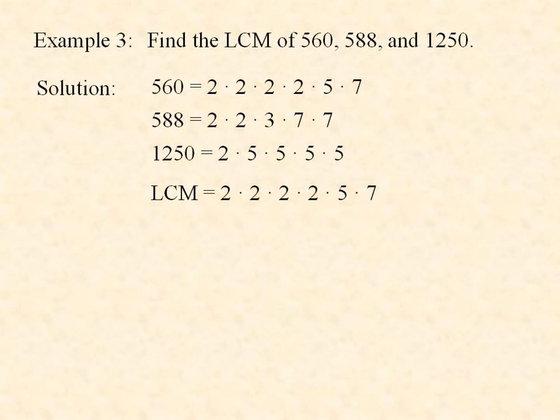And then we look at the other numbers. Let's see, the 588 has a 3, which we haven't written yet, so we multiply by 3. But it also has 2 7s, so we need another 7 multiplied by that 7. And then the 1250 happens to have 4 5s. We need 3 more 5s. So we multiply by 3 more 5s, and there's our least common multiple. We pull out the calculator, we multiply all these numbers, and we get 1,470,000.